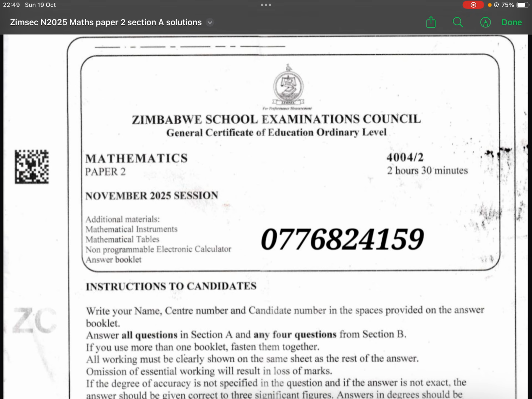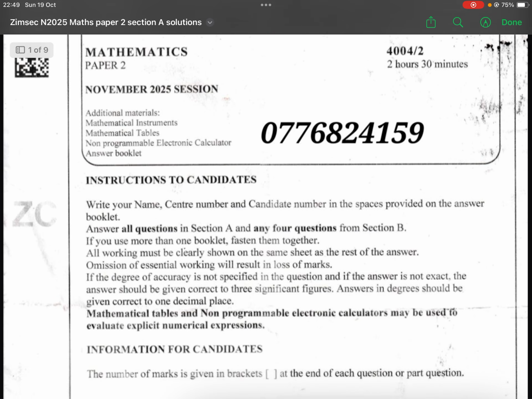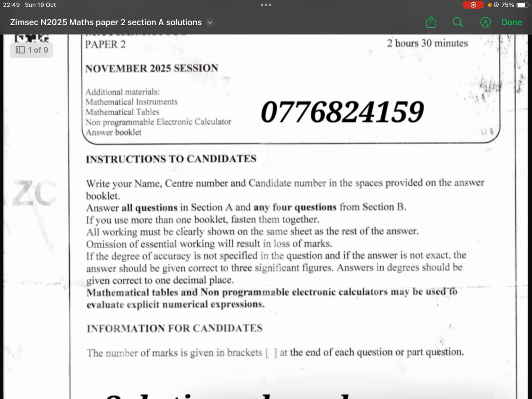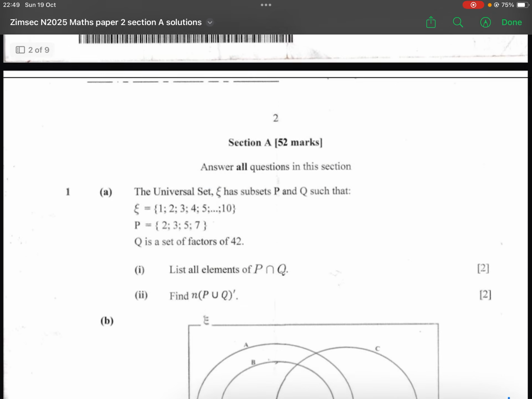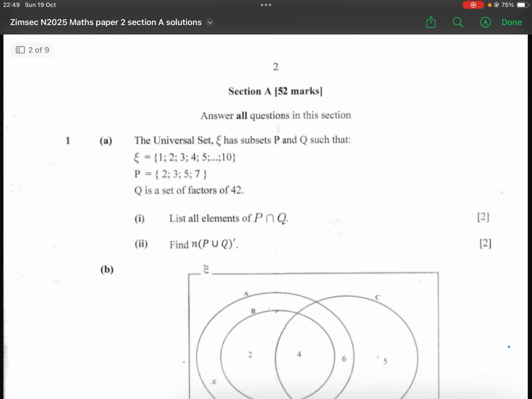Today we are going to tackle the Maths paper 2 that was recently written by November 2025 candidates. In this video, we'll be focusing on section A, which is compulsory and carries 52 marks. So let us dive in and break down the questions, exploring the concept and solution to help you better understand the material. So we are going to answer all the questions in section A.